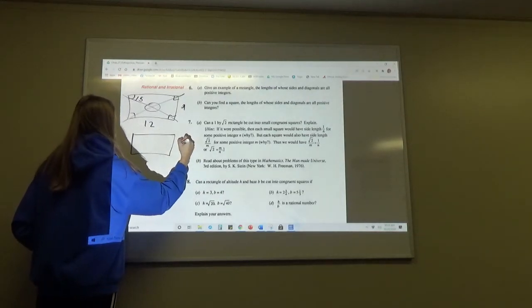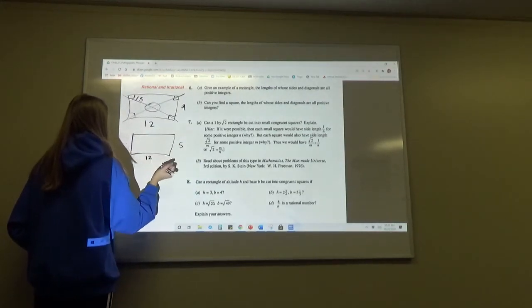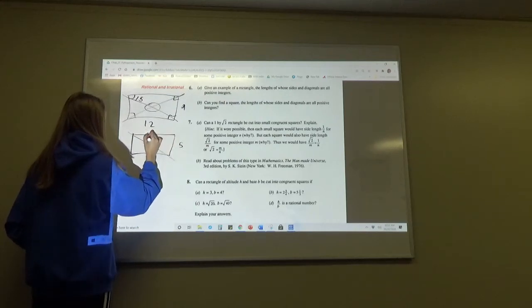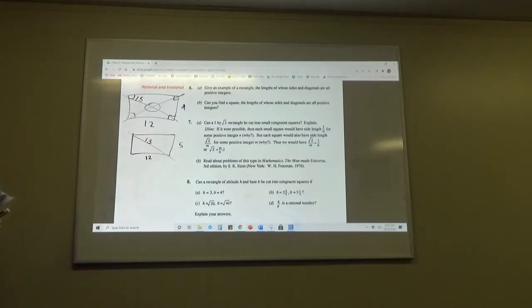And do 5, 12, and the diagonal will be 13. All right, now, you could double all of those. So we have 24, 10, and 26. And so what Caitlin was talking about is that your diagonal, because of the Pythagorean theorem, will not be a whole number unless you have what are called Pythagorean triples, because all 3 numbers are integers and they all work for the Pythagorean theorem. Now then the question becomes, can you do that with a square?